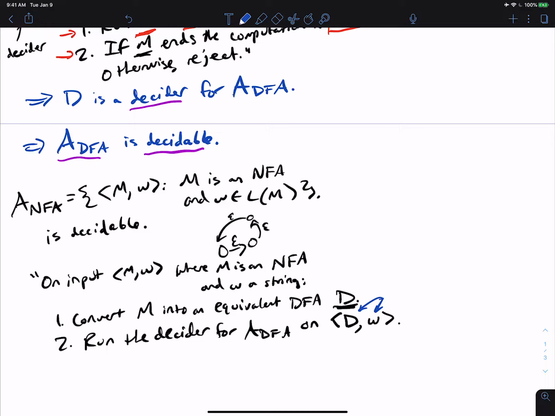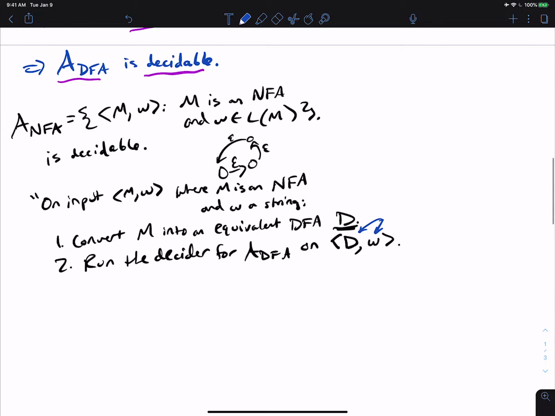And then once you have the right type of input, you should try to understand why you're actually sending it into this decider. Well, in this case, we converted it to a DFA, and so we want to forward the work onto the decider for A sub DFA. So then all we do here is output whatever the decider says, because we want to output the exact same answer that the decider for A sub DFA says, because we converted it to an equivalent DFA.